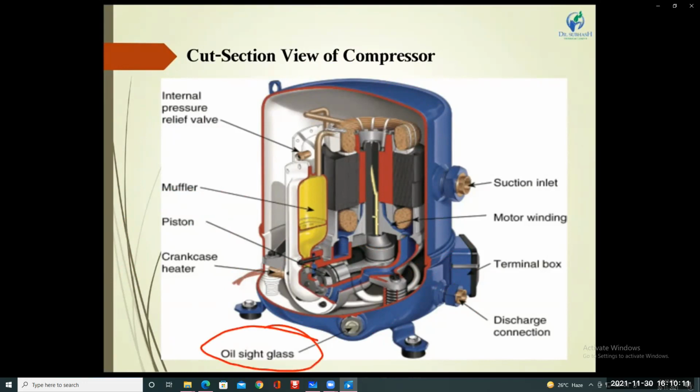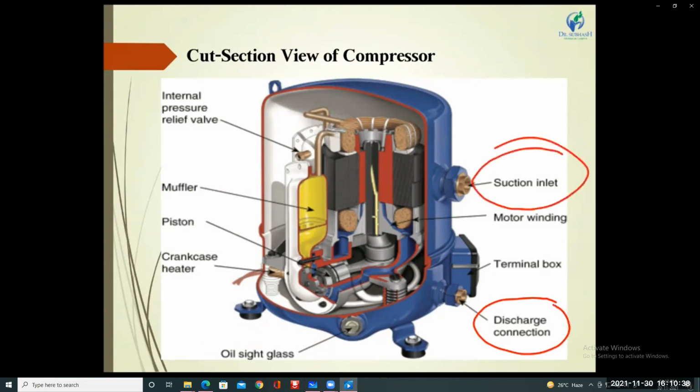Because the compressor is highly welded, it is not possible to open or close it anytime for lubrication, so we give oil inside the compressor for continuous lubrication of the system. The discharge connection is the discharge from the compressor, and this line is the suction line, where the refrigerant goes in, and there is an outlet for the refrigerant.